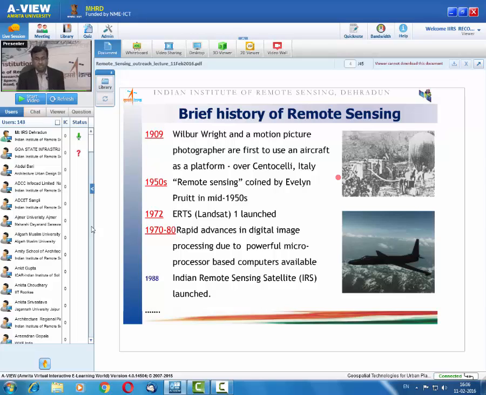Subsequently, we have seen advancements in computer technology, hardware, and software. They have seen a several-fold increase in their processing and also the data analysis procedures. And this has subsequently led to advancements in digital image processing. We had a very important milestone when the Indian Remote Sensing Satellite, the first IRS-1A, with two important cameras, LISS-1 and LISS-2, was launched in 1988.